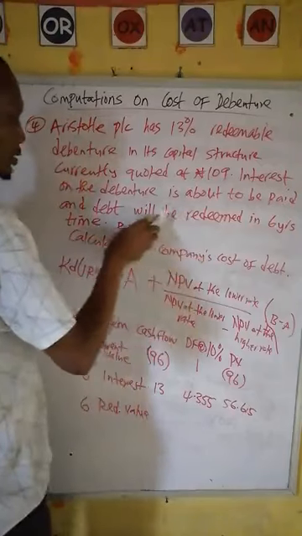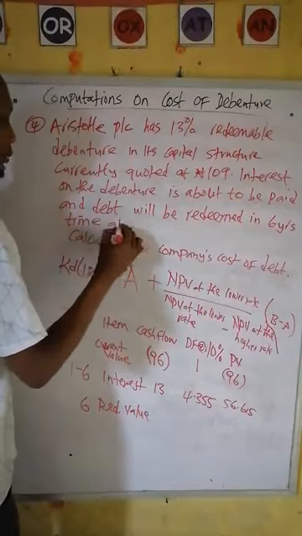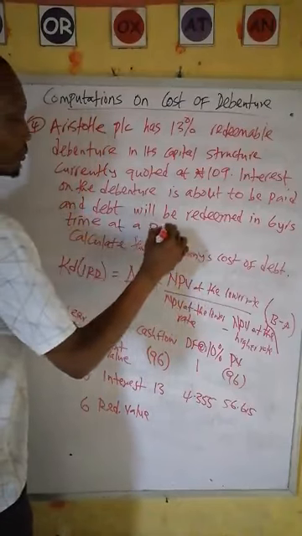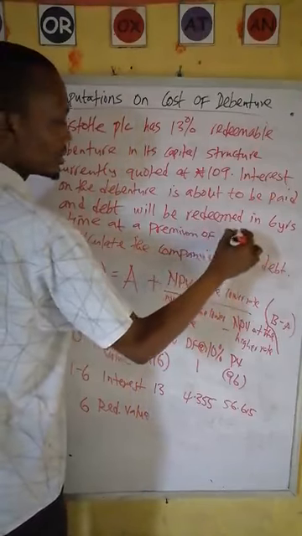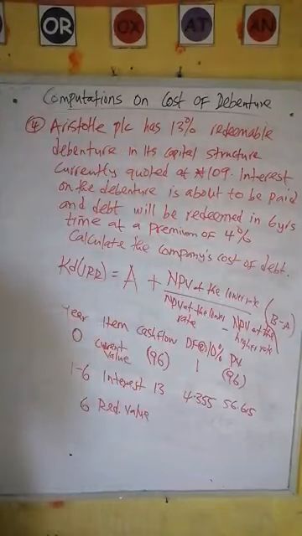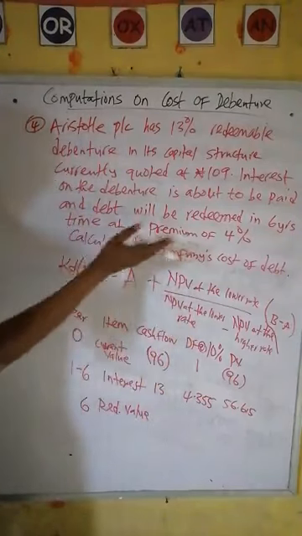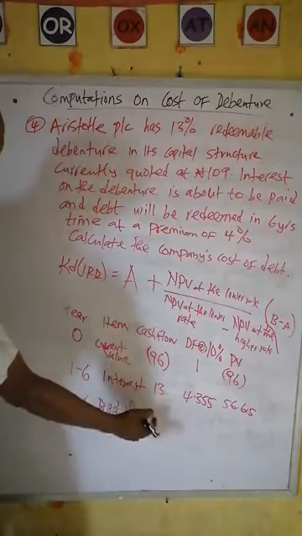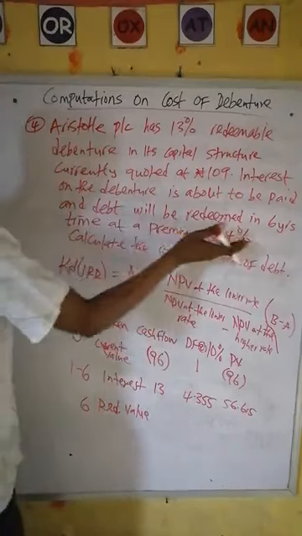Okay, at a premium, let's include it here. In 6 years' time, at a premium, let's make the question very solid. At a premium of, let's say, 4%. Yes, let's do it that way. Let it be detailed: at a premium of 4%. So redemption value: at what value are we going to redeem it? It will be redeemed in 6 years' time at a premium of 4%.